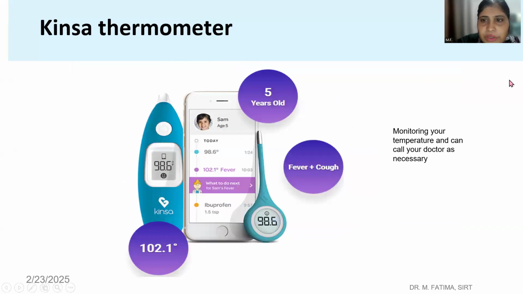Now the thermometer. This thermometer monitors your temperature and can call your doctor if necessary. This thermometer uses age, fever, and symptoms to help you understand when and how to soothe symptoms, like to take medicine or call the doctor.